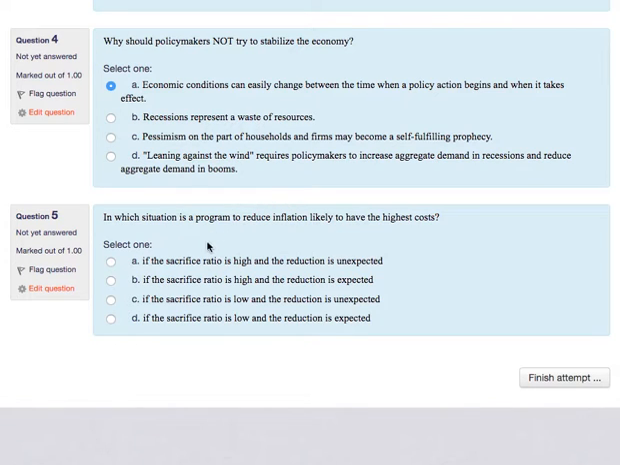In which situation is a program to reduce inflation likely to have the highest costs? Well, this is linked a little bit to the question in Chapter 16. If the sacrifice ratio, that kind of ratio in terms of lost GDP, is the highest, it's going to be a problem. So if the sacrifice ratio is high and the reduction is unexpected, so even though we could say some agents are rational, if they don't expect it to happen and the sacrifice ratio is high, it's going to lead to high inflation costs.